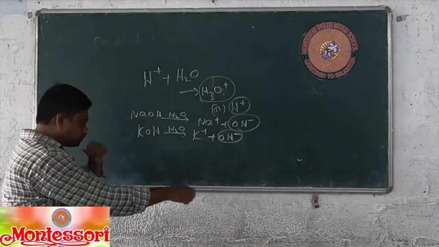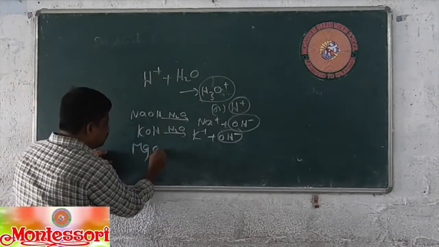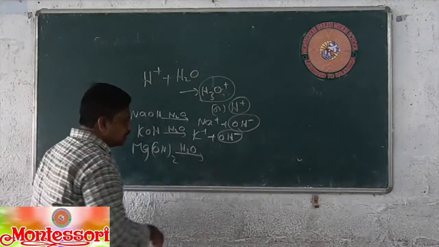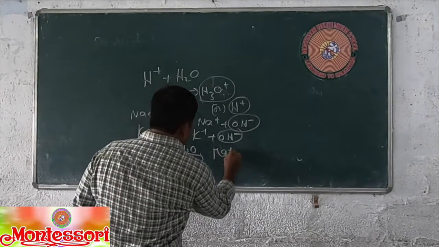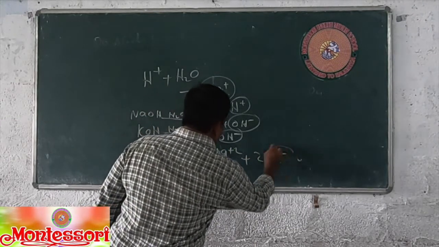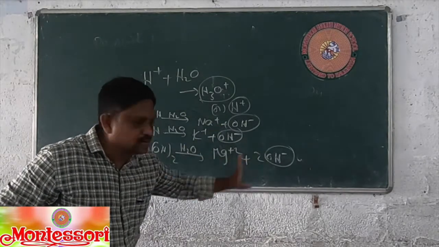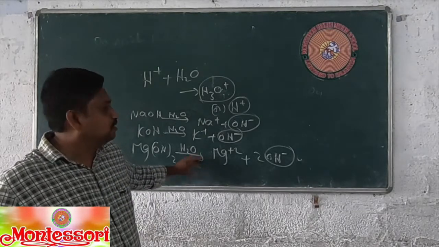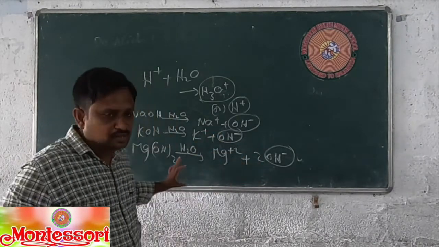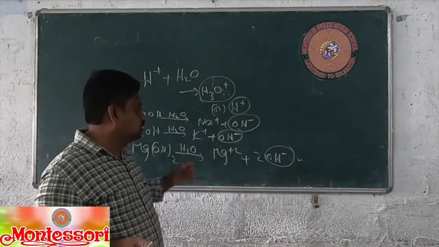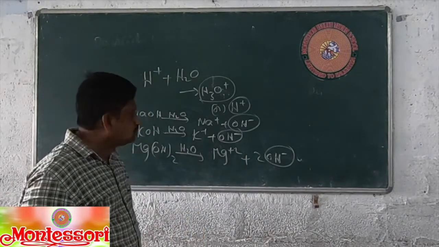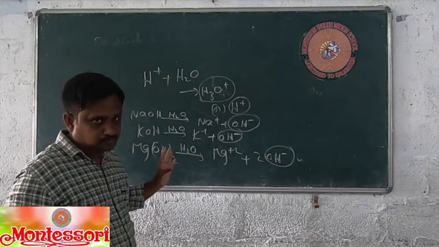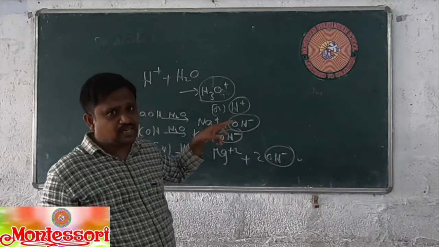If you take magnesium hydroxide, Mg(OH)2, in water, it gives Mg 2 plus and 2 OH minus ions. So here all OH minus ions are also responsible. See, OH minus, OH minus, OH minus. When reacted with water, these also form ions. Like acids, these also form ions in aqueous solution. So these are also responsible for changing color.